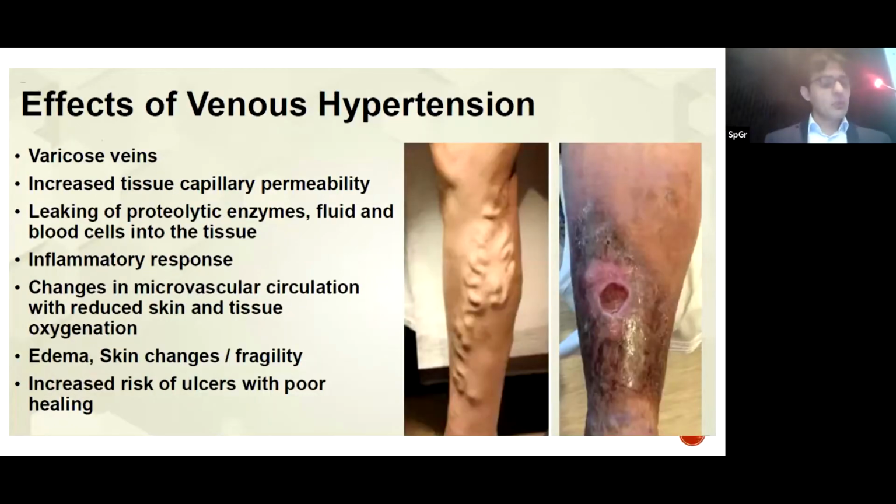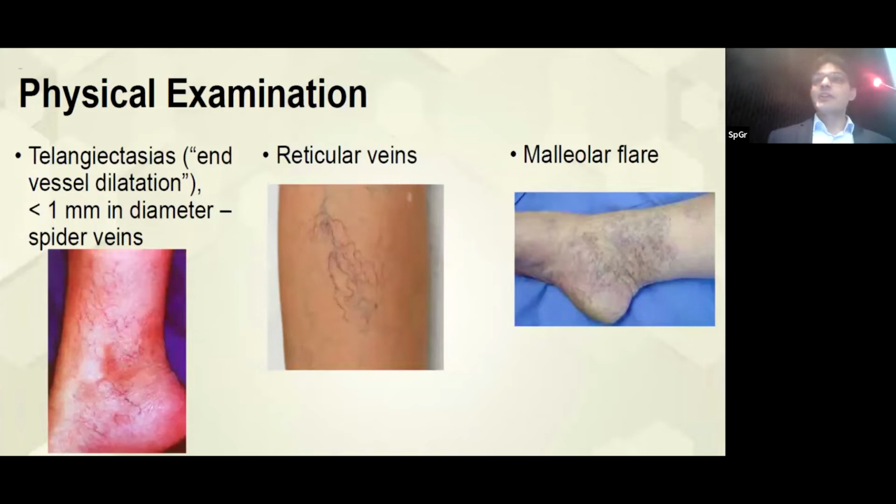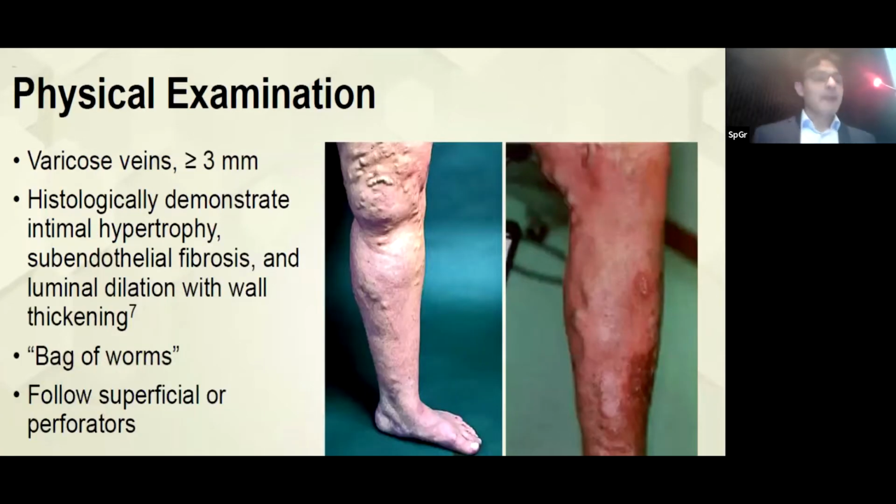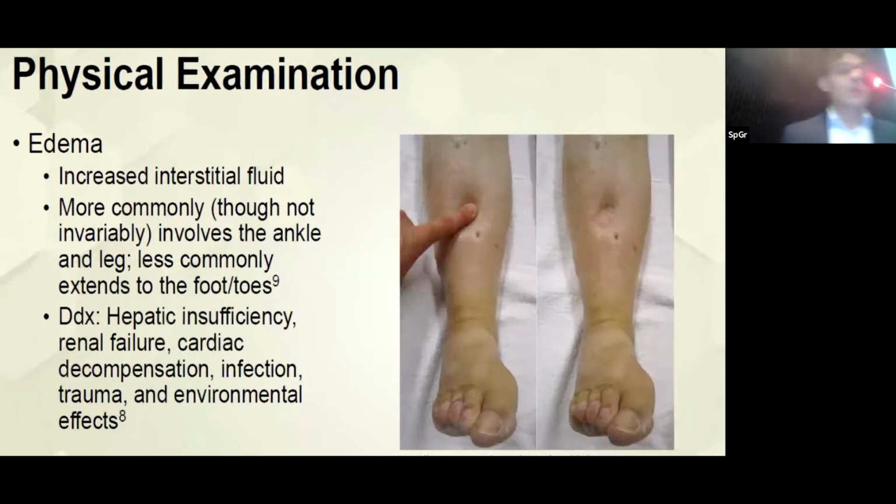So what this leads to, it can lead to varicose vein, and slowly, gradually can lead to edema, skin changes, increased risk of ulcer, and this is the final common pathway. They end up having venous ulcer, which again, as I said, is very hard to treat. On examination, they can present with small cosmetic blemishes like reticular vein telangiectasias or malleolar flare or bag of worms like this, or edema.